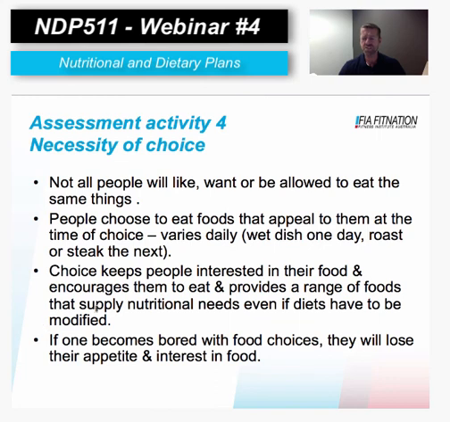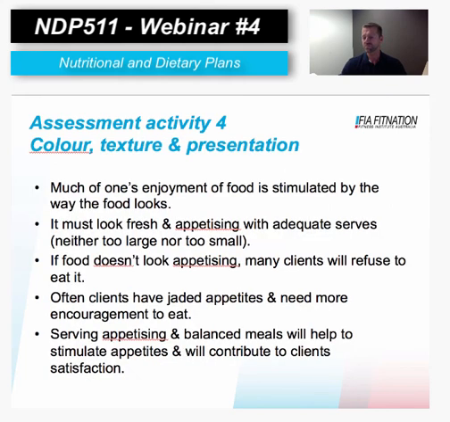Choice keeps people interested in their food and encourages them to eat, and provides a range of foods that supply nutritional needs, even if diets have to be modified. If one becomes bored with food choices, they will lose their appetite and interest in food. And that's really just answering the questions that we've covered in the previous slide.